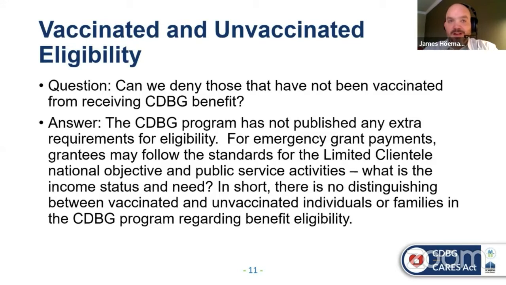So we're looking at the income status of those who come in for benefit. We are looking at what their need is and what the costs are. That's all we're looking at. We do not make a distinguishing between who's vaccinated and unvaccinated. We have not published that requirement. And as grantees, you know that you can put into place requirements that are above what HUD gives you as a baseline for the CDBG program. And we'll talk a little bit more about that in a couple of slides.